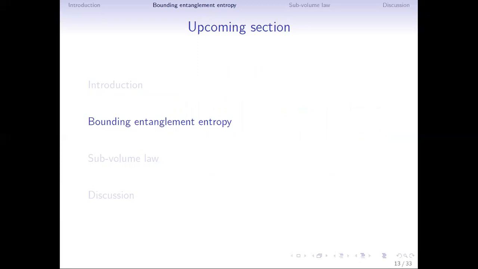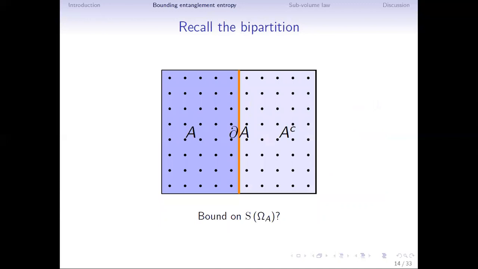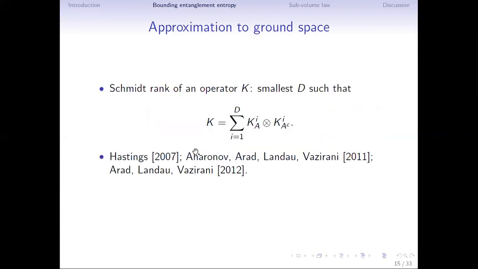Now we'll discuss some techniques that are known for upper bounding the entanglement entropy. Let us recall the bipartition that I showed you earlier. The idea for proving an upper bound on the entanglement entropy is to approximate the ground state by an operator K, which has some nice properties. To describe these properties, let me define the Schmidt rank of the operator K across this bipartition A, A complement. The Schmidt rank is the smallest value D, such that K can be written as a sum of product operators, where the sum involves only D such product operators.